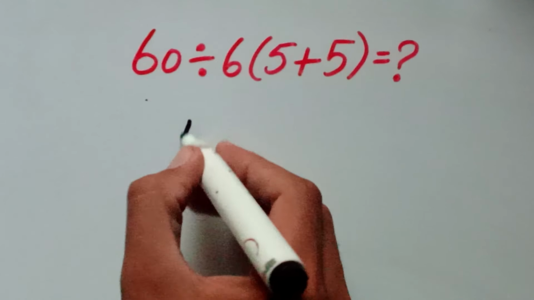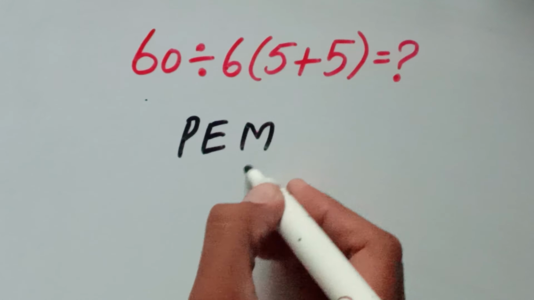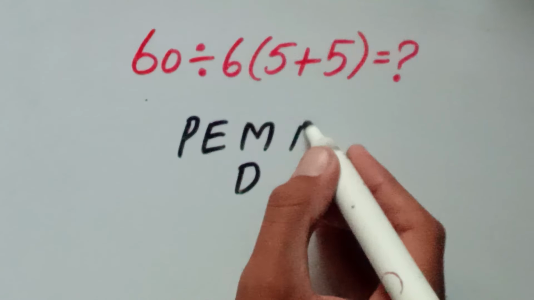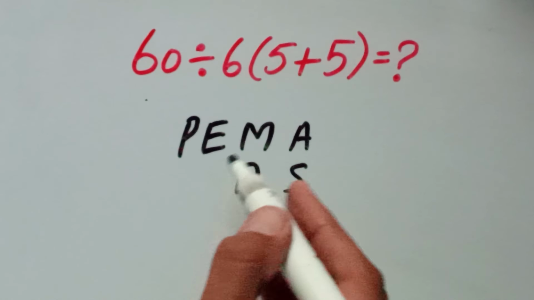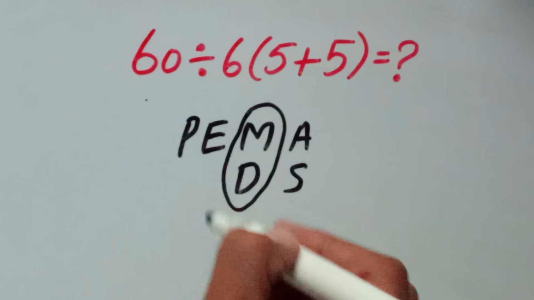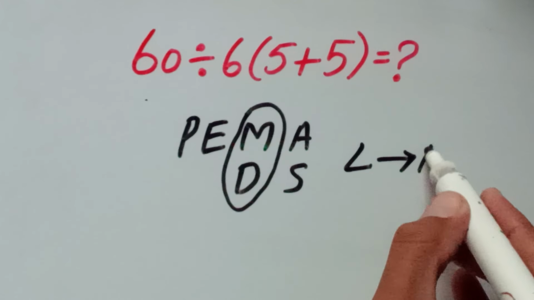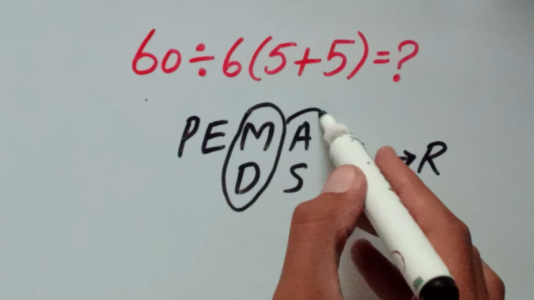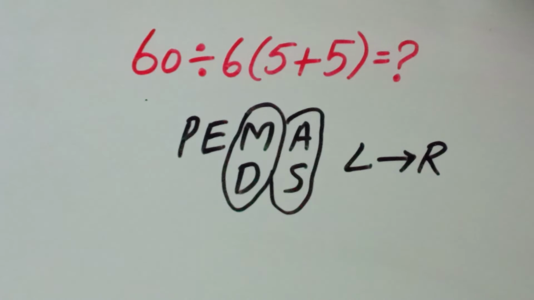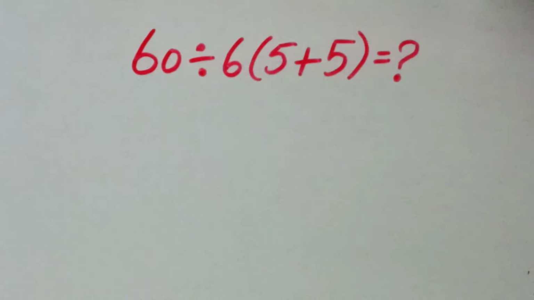Firstly, we solve parentheses, then exponents, then multiplication and division, after that addition and subtraction. According to the PEMDAS rule, multiplication and division have equal priority and we solve them from left to right. Similarly, in the case of addition and subtraction. Now guys, I will remove this method and start the solution of this question.